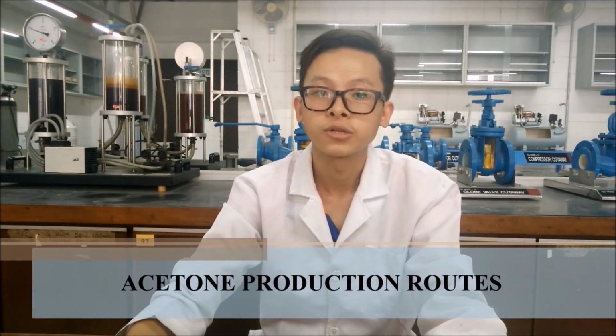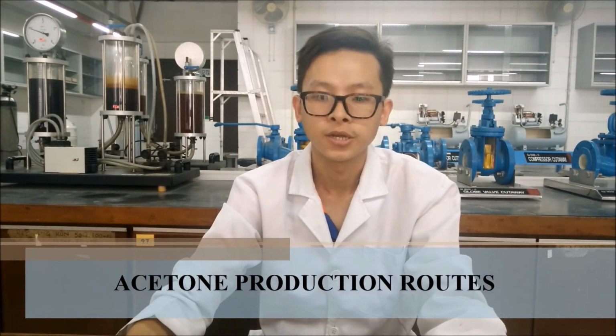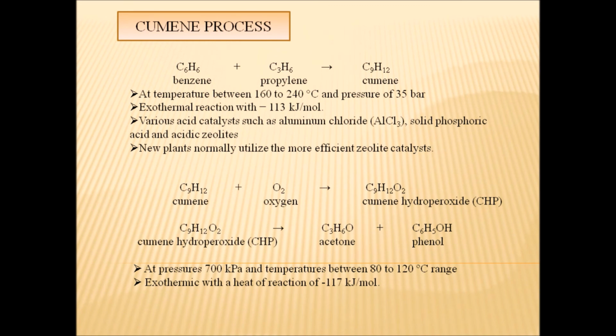There are several commercially practiced chemical processes in acetone production, with three of the most common being the cumene process, the oxidation of propylene, and the catalytic dehydrogenation of isopropanol. The first process is the cumene process, or Hock process. Approximately 83% of acetone is produced through the cumene process nowadays. It can be said that acetone production is closely tied to phenol production.